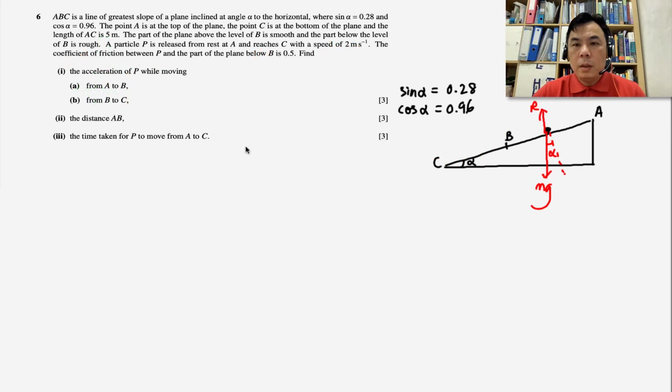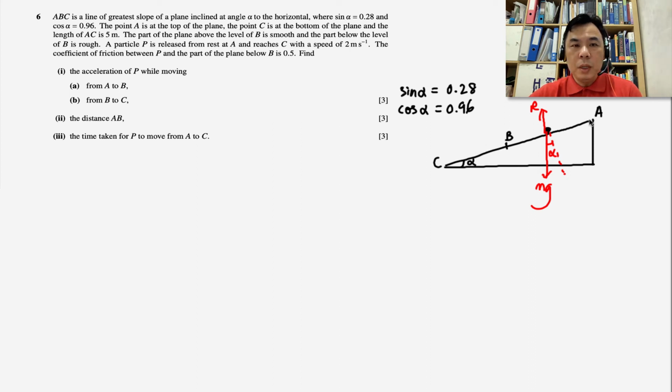All right, welcome back. Let's look at this question here. ABC is a line of greatest slope of a plane inclined at an angle alpha to the horizontal, where sine alpha is 0.28 and cos alpha is 0.96. Point A is at the top of the slope, and point C is at the bottom of the slope. We are given that the length AC is 5 meters. The part of the plane above B is smooth, and the part below B is rough.